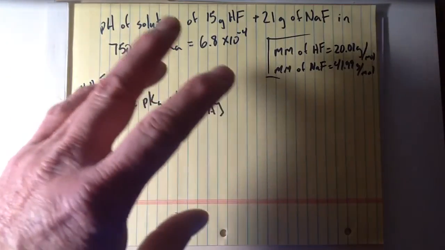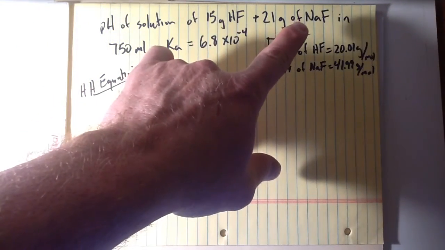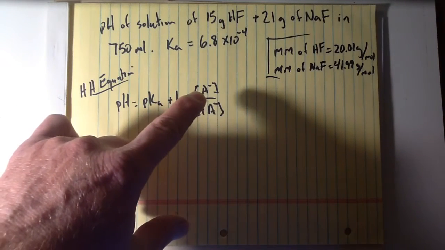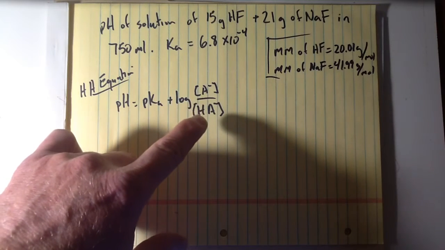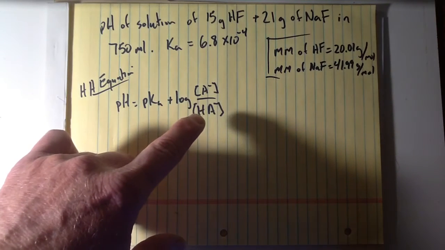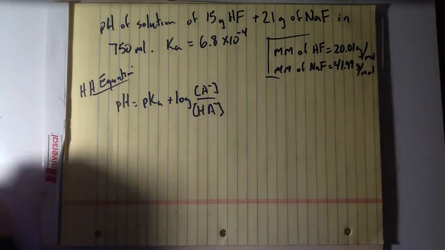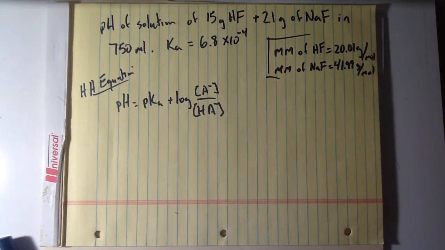But that's beside the point. If you had a question where they gave you the grams of both the acid and its conjugate base, we can use the Henderson-Hasselbalch equation because that's what we're looking at here. This is the conjugate base, which we'd equate to the sodium fluoride, and this is the original acid, which would equate to the HF. So we're going to use this equation to solve this problem. So let's do it.